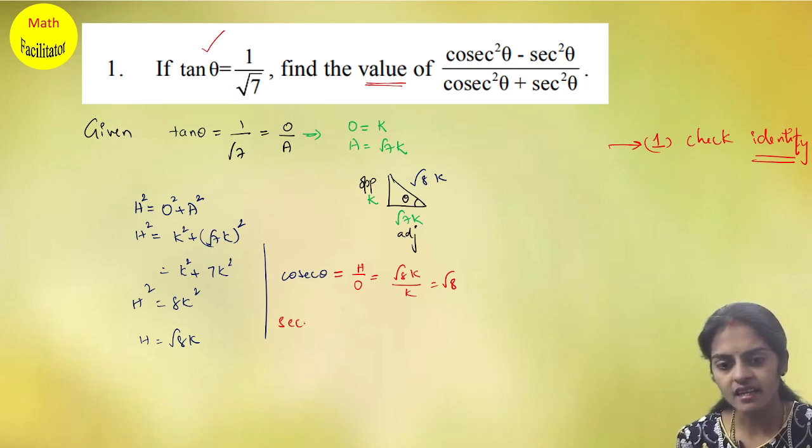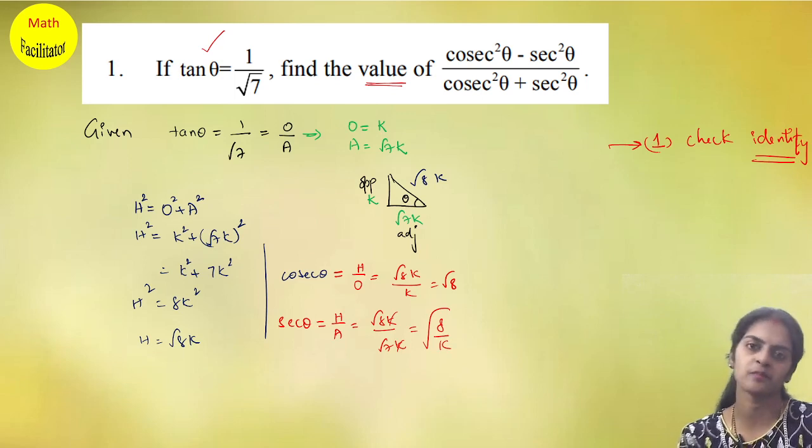Now secant theta is the reciprocal of cos theta. Cos is adjacent by hypotenuse, so secant will be hypotenuse by adjacent. Hypotenuse is root 8 k and adjacent is root 7 k. So k cancels, and this is root of 8 upon 7.